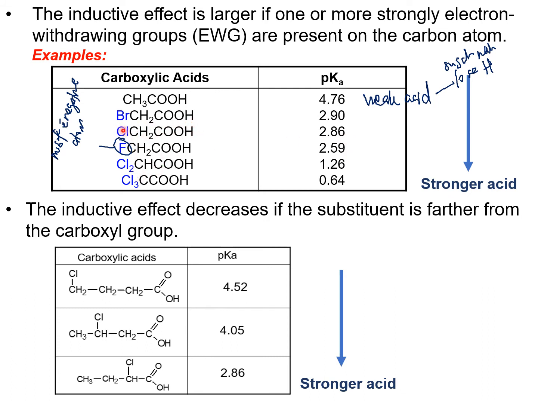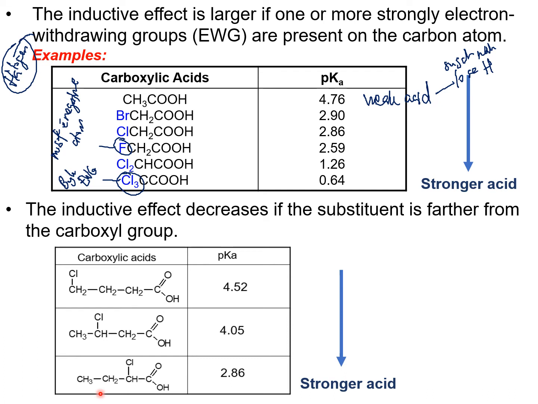But what if I tambah another Cl? If I tambah another Cl, dia punya acidity akan lagi kuat. I tambah lagi satu Cl, lagi kuat sebab dia ada banyak electron withdrawing group. Electron withdrawing group apa contohnya? Contohnya halogen, as what we have discussed previously.